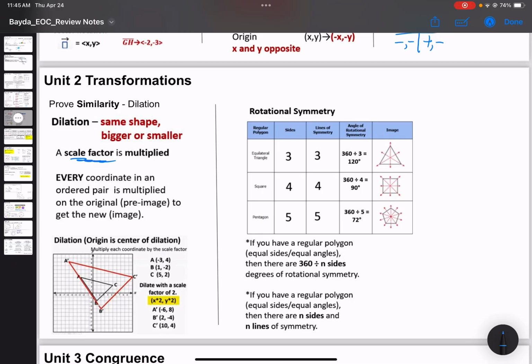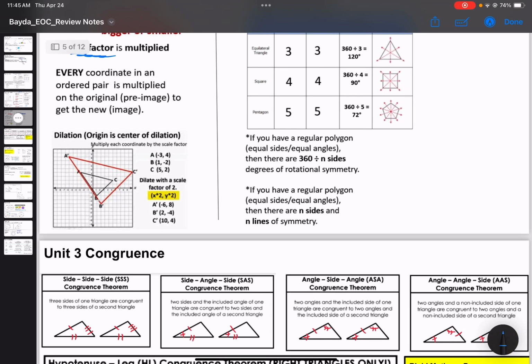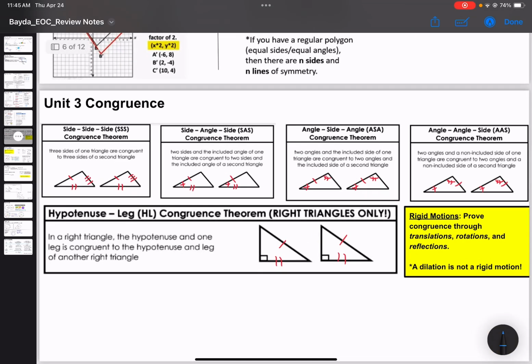Along with that, if you do want to find rotational symmetry, just find the number of lines of symmetry and take 360 and divide it by that. Unit 3 talked all about all the different ways that triangles are congruent. So you want to remember side, side, side; side, angle, side; angle, side, angle; angle, angle, side; and HL.